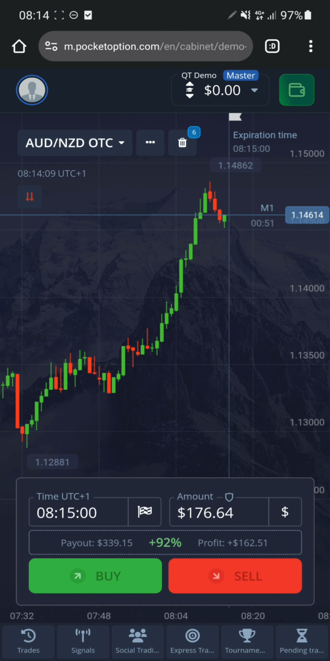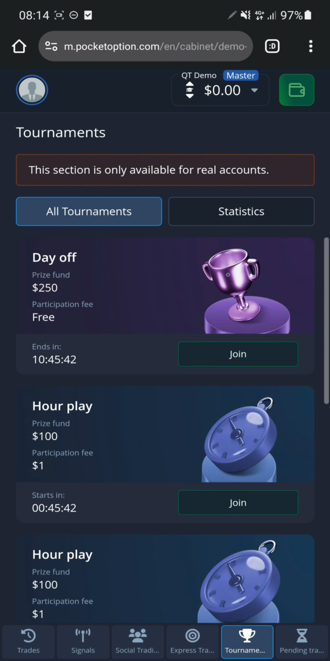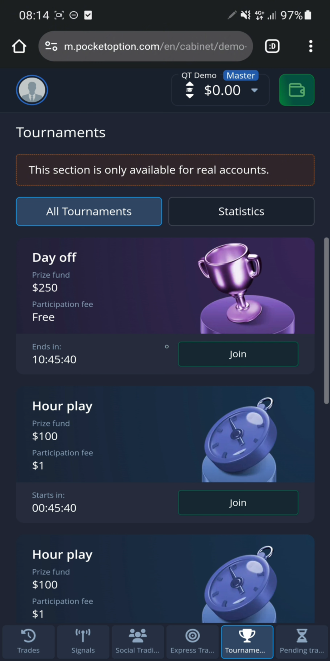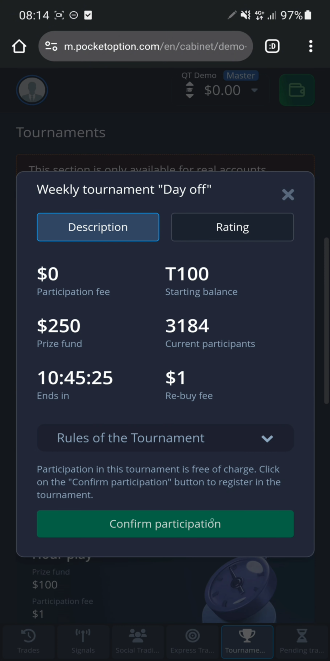In this down area, you see this trade, signal, social, express trading, and tournament, and you see pending trade. So you click on tournament. Now this is the tournament we're going for. It's called Day Off, and the prize fund is $250. So participation is free actually. So all I need to do is just click join and confirm.